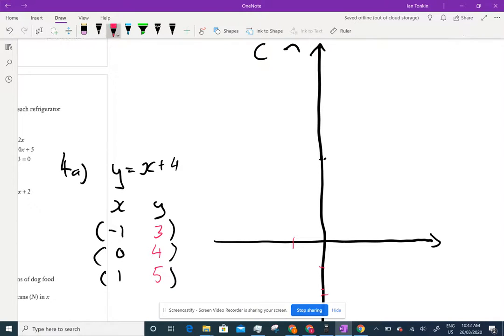And now I'm going -1 and 3. 1, 2, 3, 4, 5, 6. So -1 and 3 there. Oh, jeez, what am I doing? -1 and 3 is there. 0 and 4 there. And 1 and 5 there.